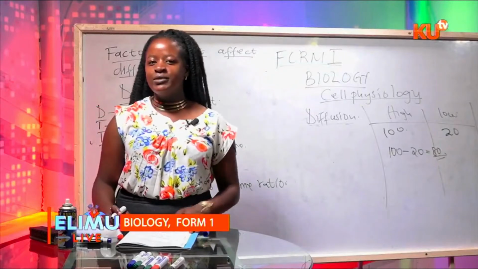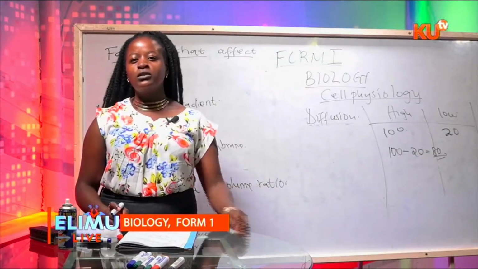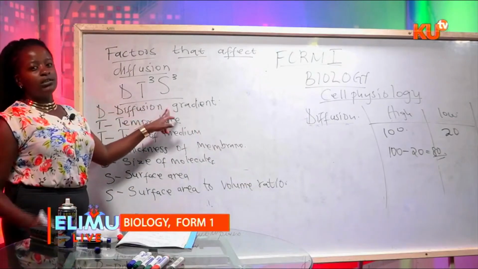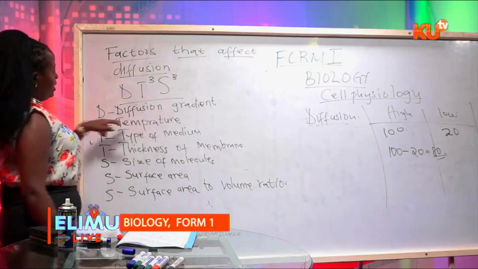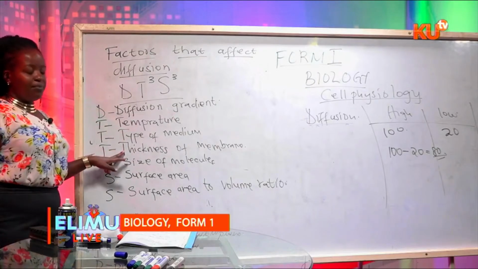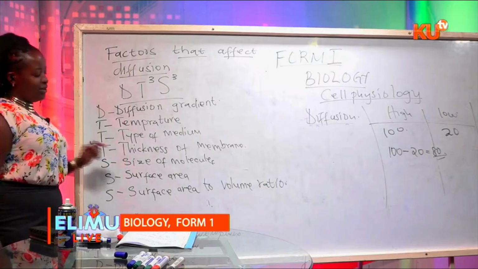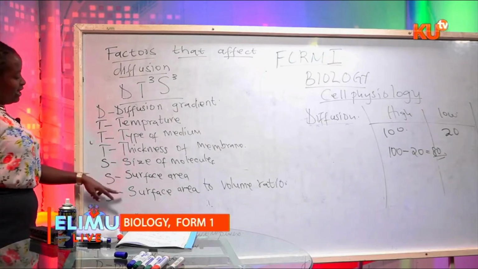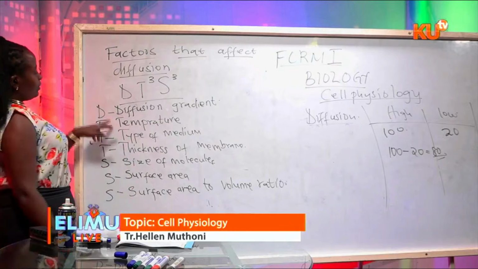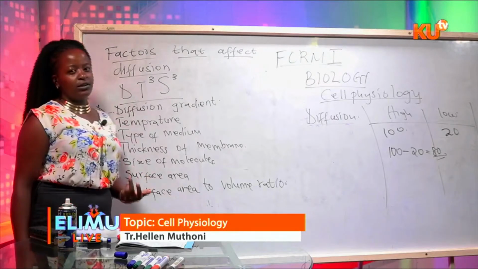So we can state them first, then we are going to explain each of them. Diffusion gradient, also called concentration gradient, temperature, type of medium, thickness of membrane, size of molecules, surface area, and lastly, surface area to volume ratio. We are going to start with diffusion gradient.